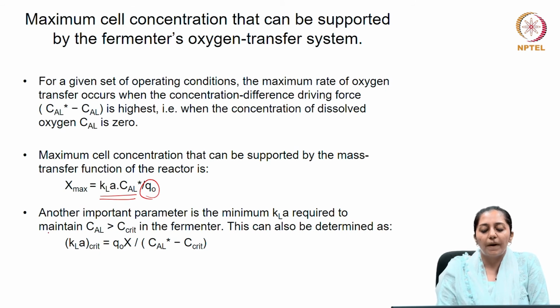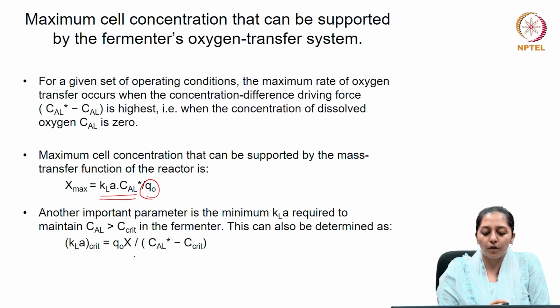Another important parameter is the minimum KLa which might be required to maintain the bulk oxygen concentration always above the C critical level in the fermenter. So how do we determine that? Again the same thing, KLa can now be written as KLa critical, and your CL bulk is nothing but your C critical, and X is your biomass.